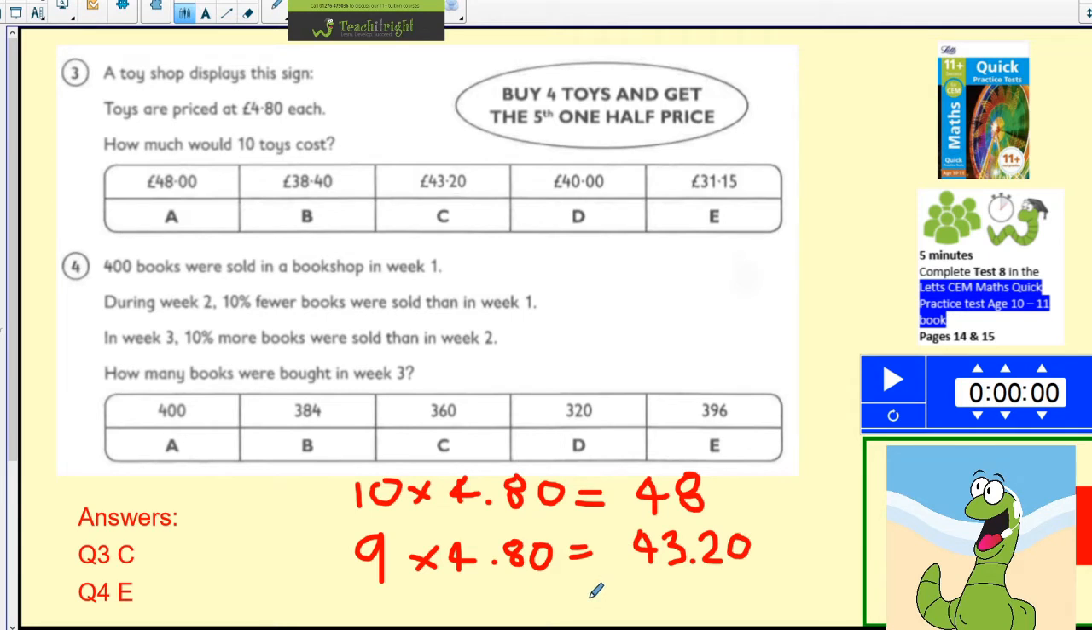And I can just check, go back the other way. If I added my £4.80, would I get back on? Yes, I would. So there's my answer. £43 and 20p. Add the pound sign in.